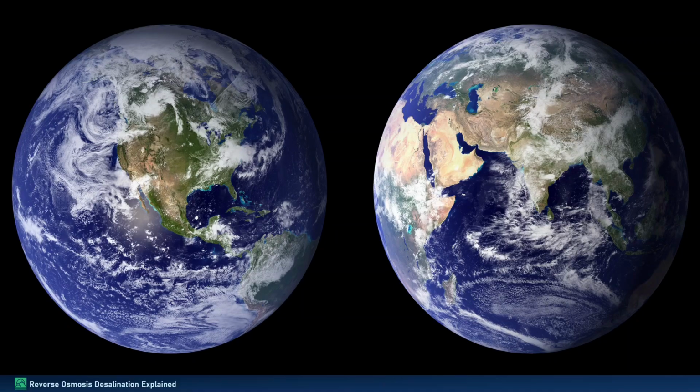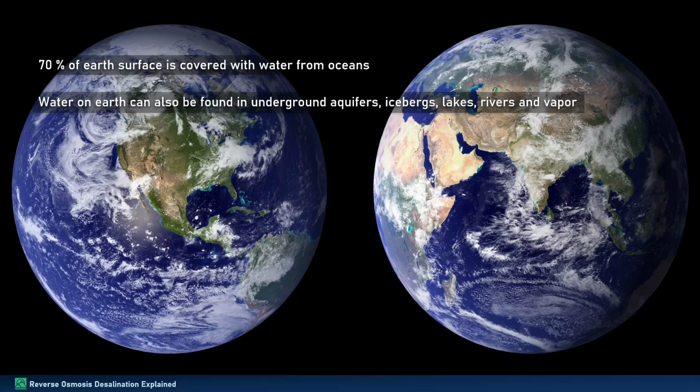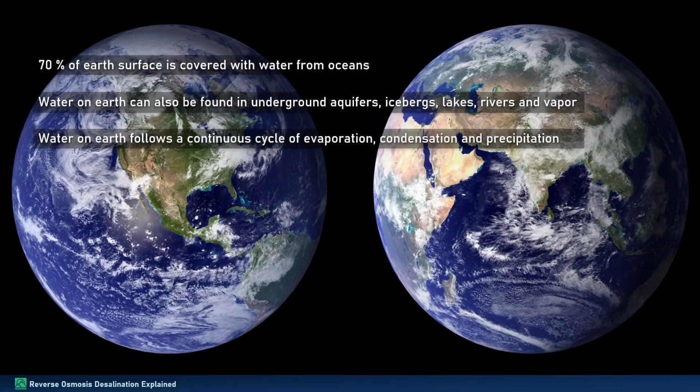But with so much demand for water, do we have enough water on Earth for everyone? Planet Earth, also called the Blue Planet, is called so because 70% of its surface is covered with water from oceans. Water on Earth can also be found in underground aquifers, icebergs, lakes, rivers, and vapor. In fact, water never sits still.